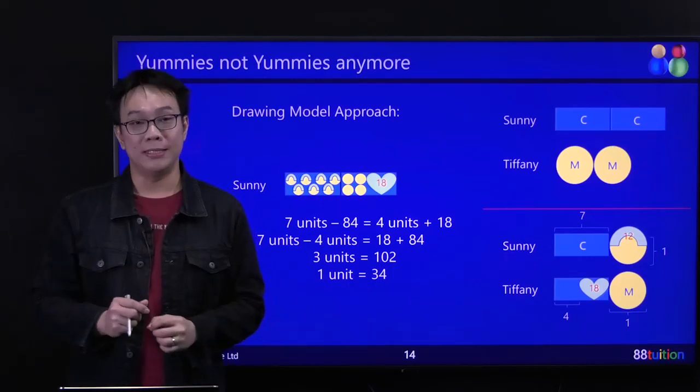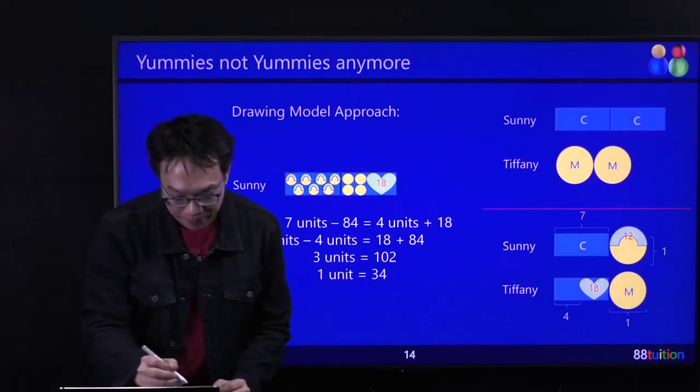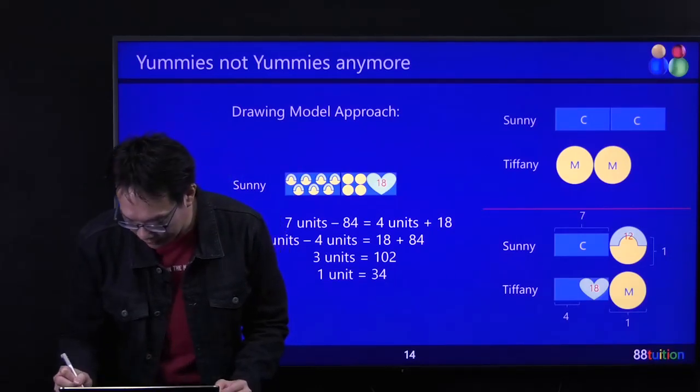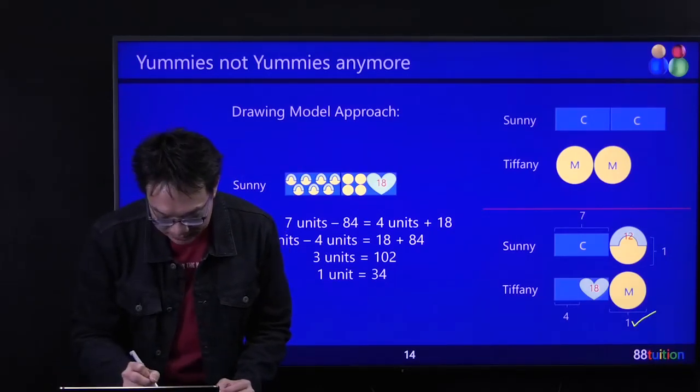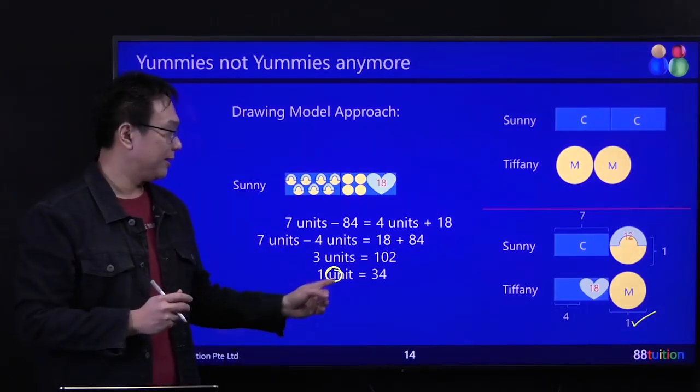So what's next? This is the proper, nicer presentation. Once you find the 1 unit is 34, 1 unit means what? 1 unit is the 1 circular unit, you remember? Which is this one here. So that 1 circular unit is equal to 34.